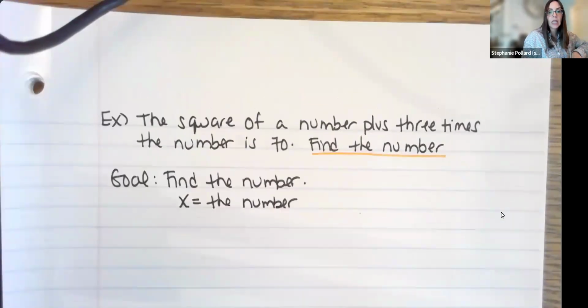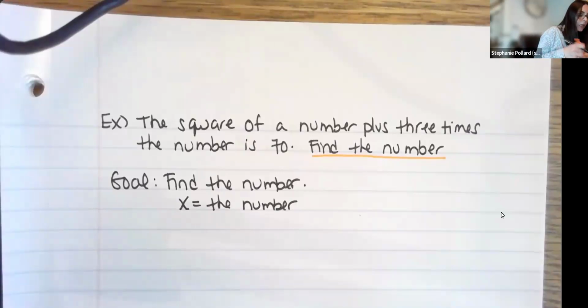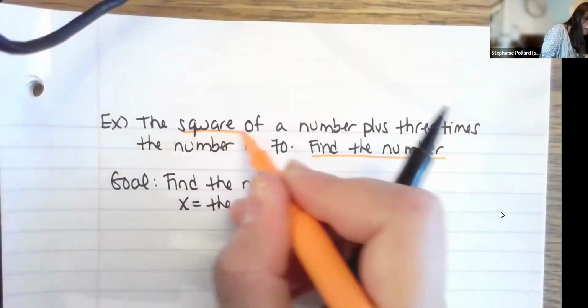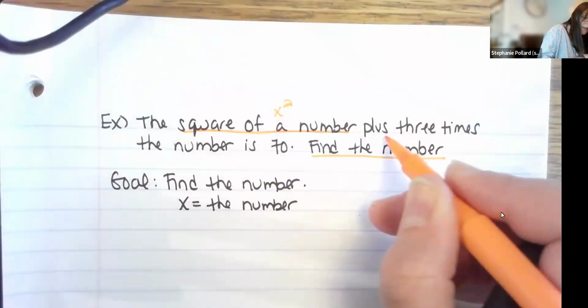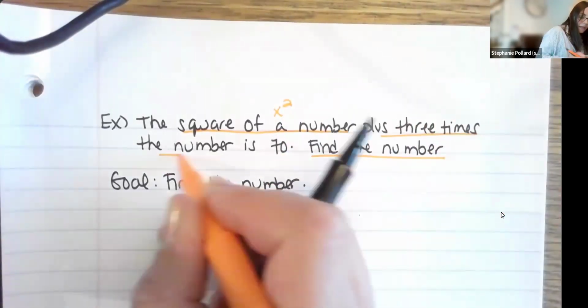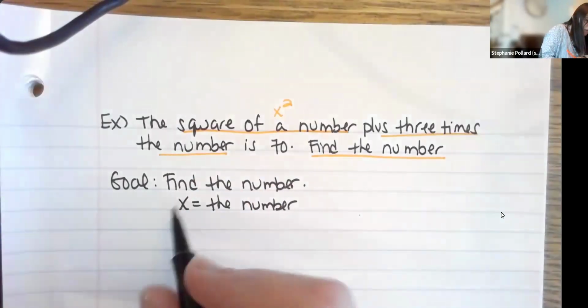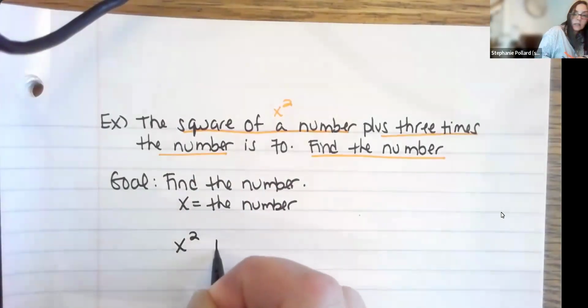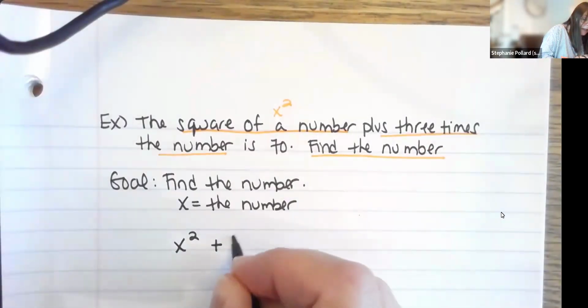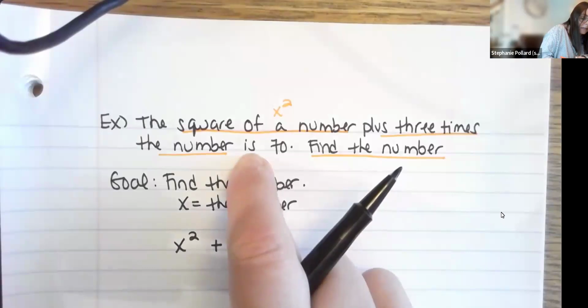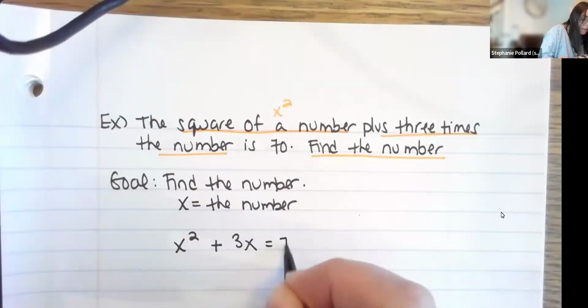So I see the square of a number. The square of a number would be x squared, plus 3 times the number. So I have x squared plus 3 times the number, which would be 3x. And then I see "is" for equals 70.